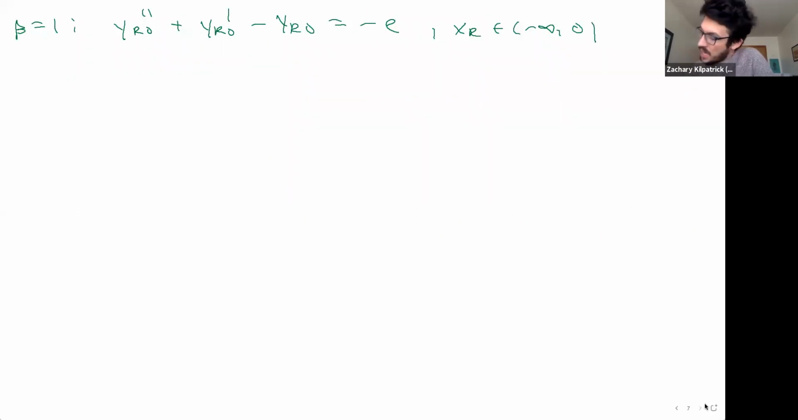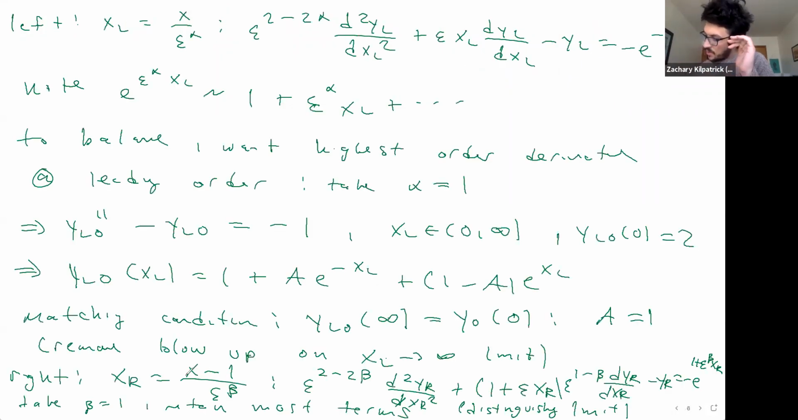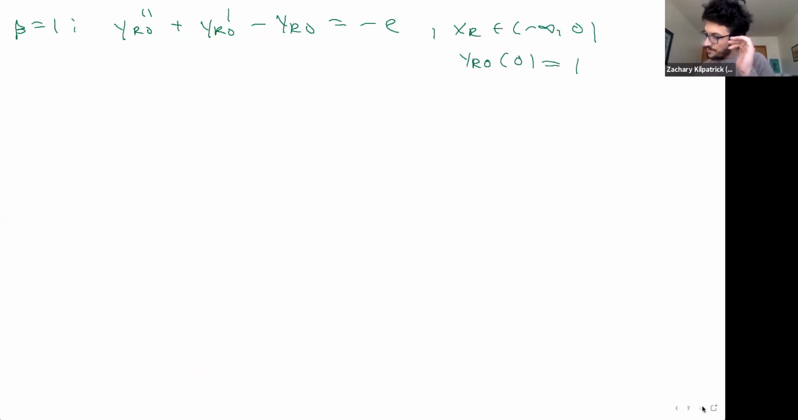You can take a different scaling, so you can take a different convention if you want in order to make this positive, but the results are the same. So we also have a boundary condition, which is that at xr equals 0, we have 1. Because remember, in these compressed coordinates, when x is equal to 1, xr is going to equal 0.